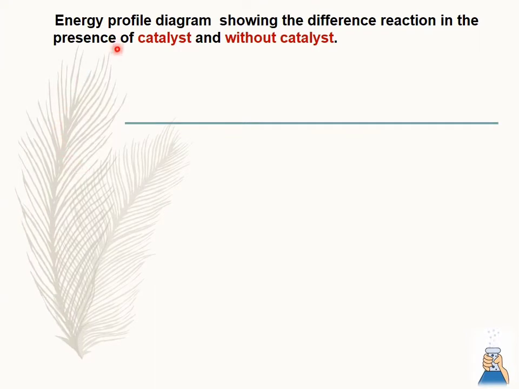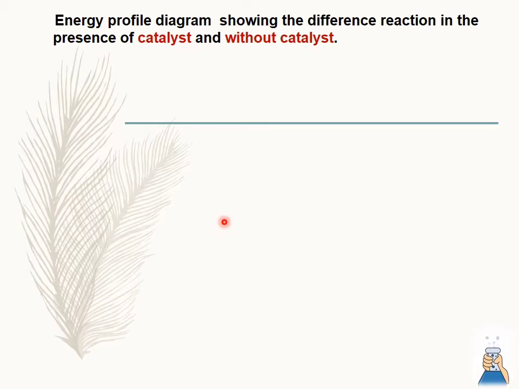Okay guys, next we look at the energy profile diagram that shows the different reaction in the presence of catalyst and without catalyst. So you need to know how to draw the energy profile diagram with or without catalyst. As we know, the function of catalyst is not to provide energy, but to provide an alternative pathway by lowering the activation energy.